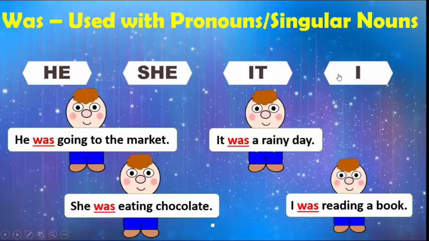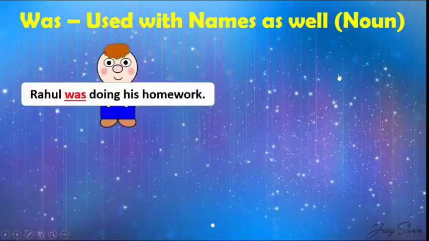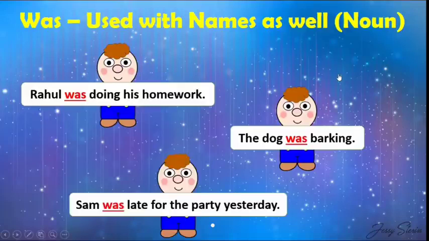Okay, now let's see how we are going to use was with names also. That is a noun. Rahul was doing his homework. Here we are talking about singular. We are talking about one person, and that is Rahul. Rahul is a name. Next one is the dog was barking. We are talking about one dog. This is singular, one dog. Sam was late for the party yesterday. Sam, we are talking about one person.